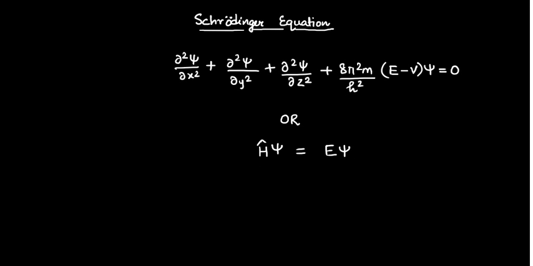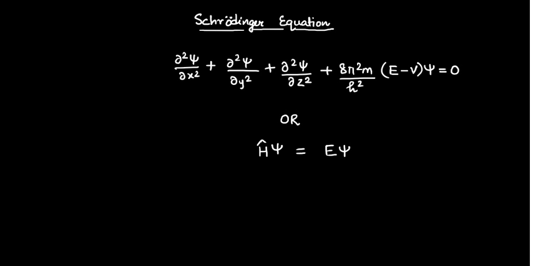This is the very equation which is nothing but the Schrödinger equation. So, this is the form of the Schrödinger equation. It's not a very simple form. It is d2 psi by dx2 plus d2 psi by dy2 plus d2 psi by dz2 plus 8 pi square m by h square into (E minus V) into psi equal to 0, where E represents the total energy and V represents the potential energy.